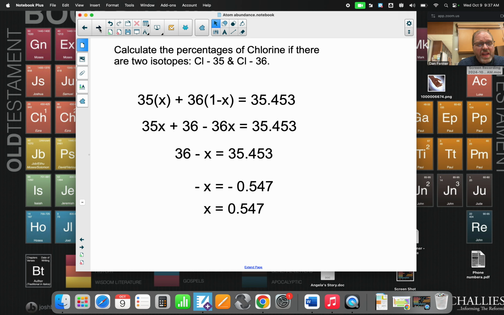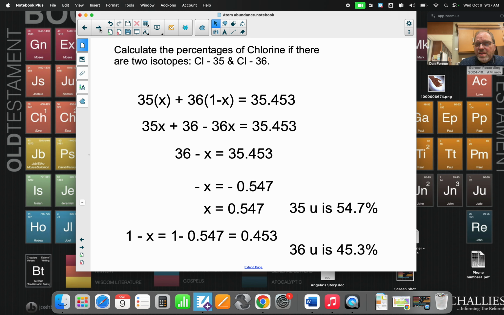So X is going to be 0.547. Again, I want percentage, so 35 is going to be 54.7%. To find out the 36, that was 1 minus X, remember. So 1 minus 0.547 gives us 0.453. So the amount of that 36 is 45.3%. We're going to do a couple more of those.